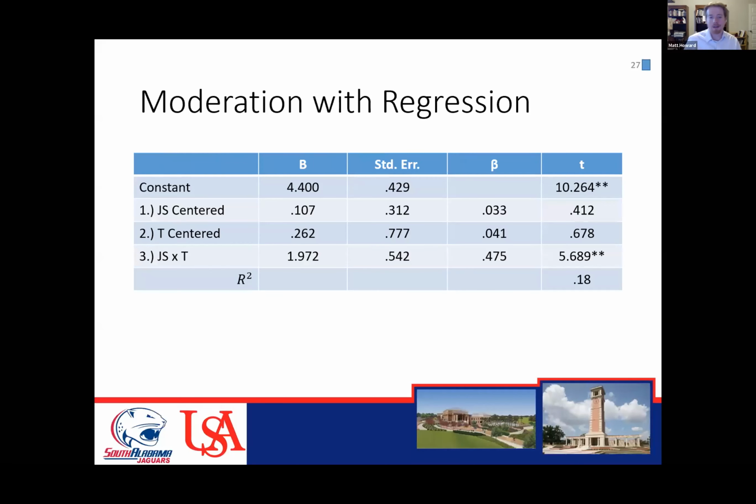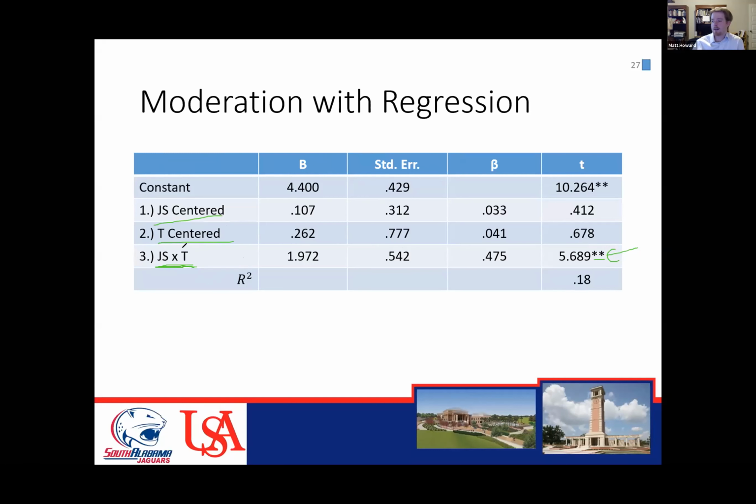And our results might look something like this, where we have job satisfaction centered on one line, tenure centered on the other, and then our interaction term on the other line. From this result, we can determine whether we have a significant moderating effect based on the significance of our interaction term, which we can see right here. There are two asterisks, which means we have a significant moderating effect.